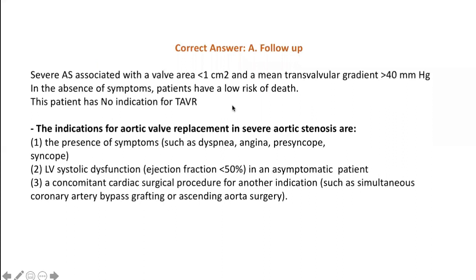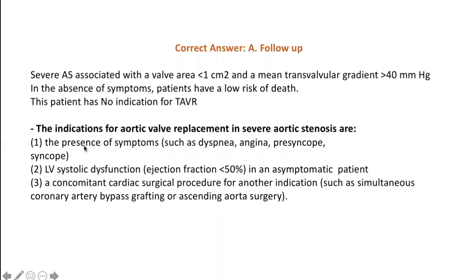For severe aortic stenosis, we define it as a valve area less than 1 square centimeter, or a mean transvalvular gradient more than 40 millimeters of mercury. In the absence of symptoms, patients have low risk for death, and these patients have no indication for transcutaneous aortic valve replacement. So what are the indications for aortic valve replacement in severe aortic stenosis?